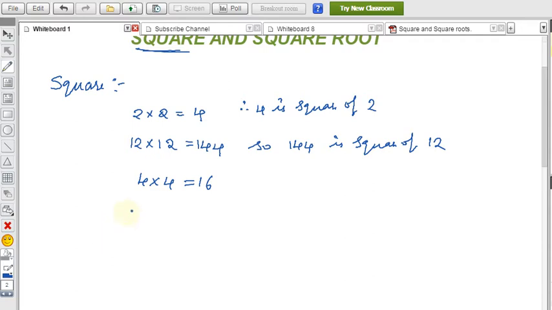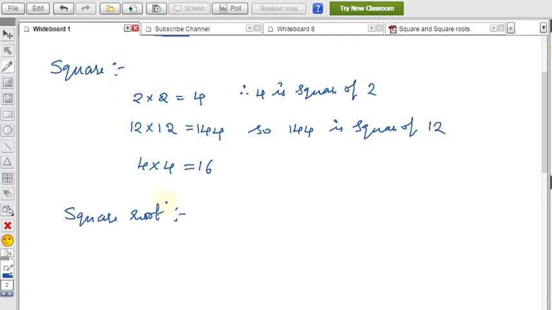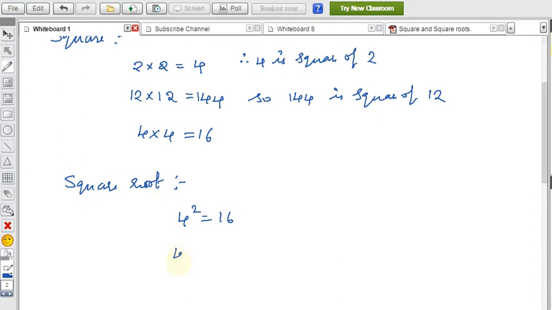Now see the square root. The square root of a given number is that number which when multiplied by itself equals the given number. Same thing, just as we write square, you can write the square root. Now we write 4 square is equal to 16. So 16 is the square of 4 and 4 is the square root of 16. So here 4 square is 16, so 4 is the square root of 16 because 4 into 4 is 16.